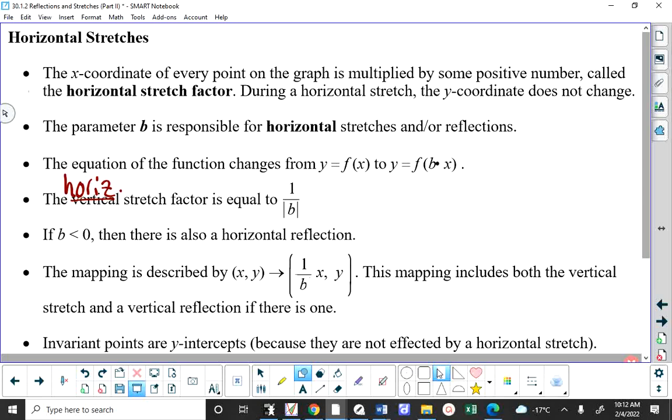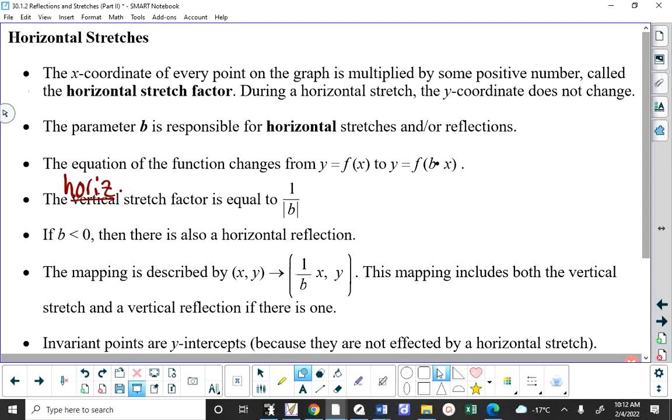Correct. B is the parameter that you multiply x by, but b is not the stretch factor. The stretch factor is the reciprocal of b. And by the way, reciprocals work both ways. If the stretch factor is the reciprocal of b, then b is the reciprocal of the stretch factor. They're reciprocals of each other.